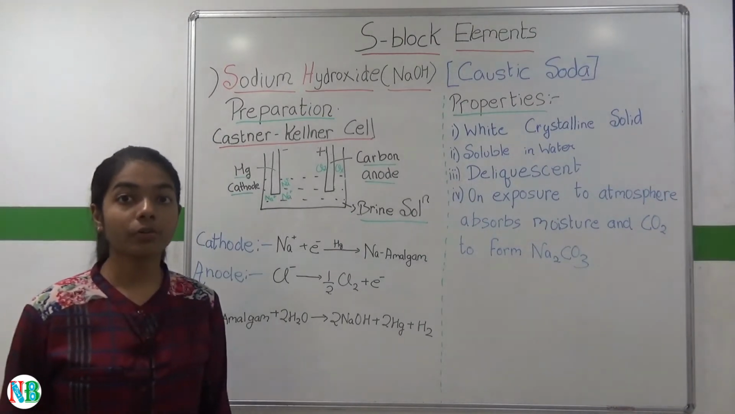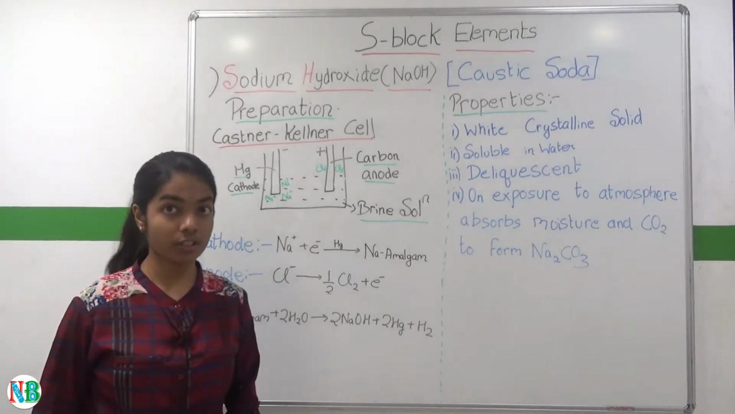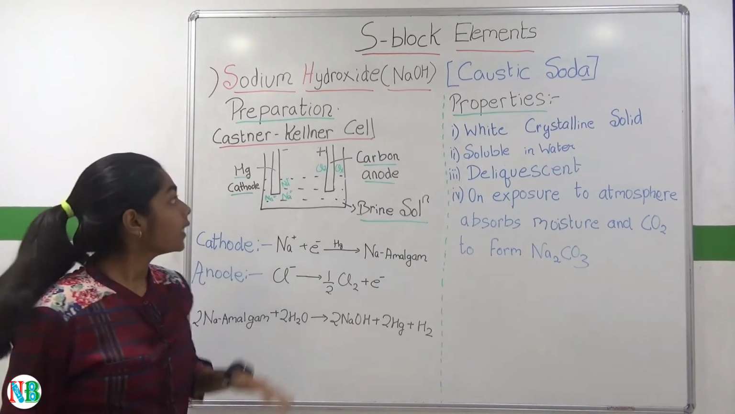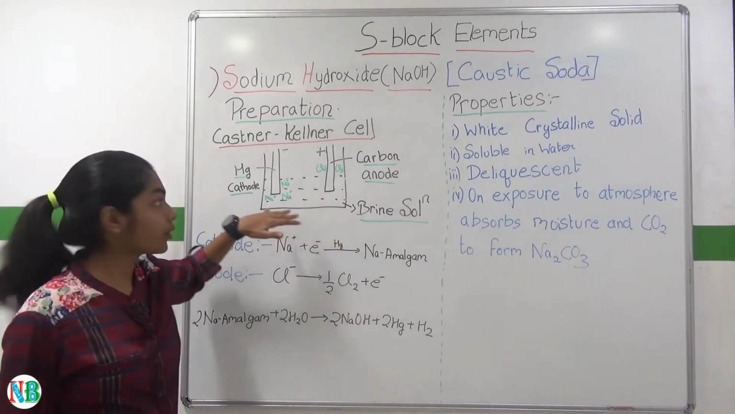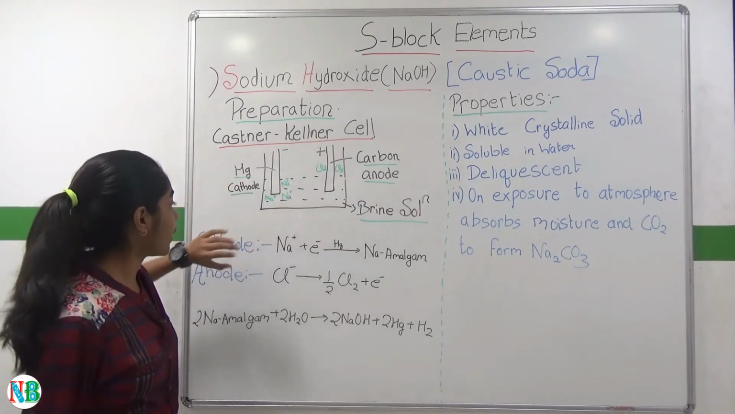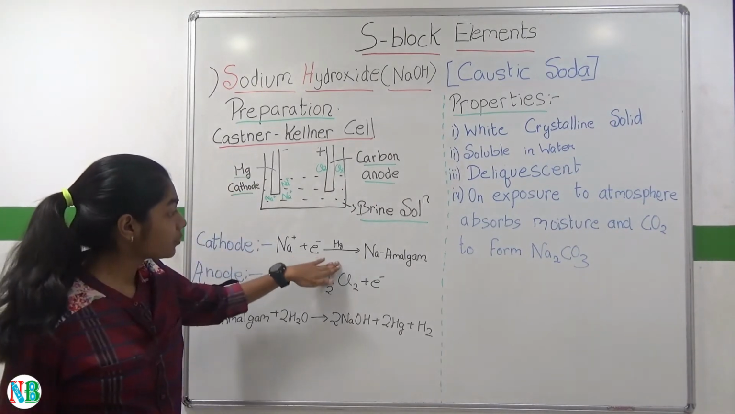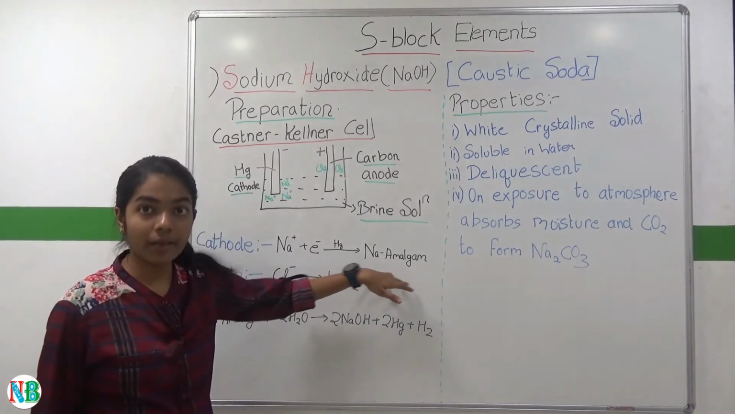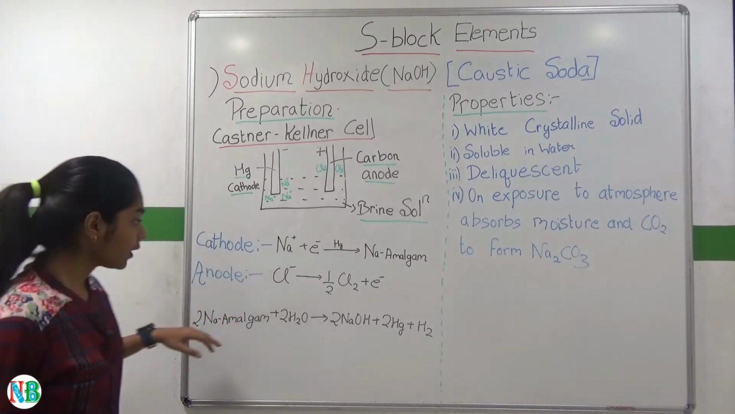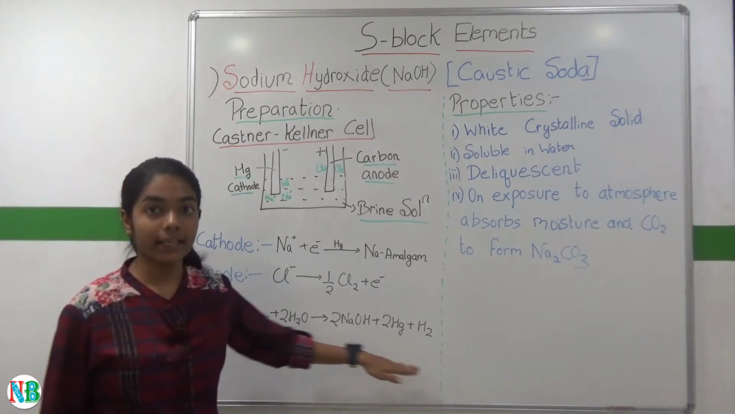Our third important compound is sodium hydroxide. Its molecular formula is NaOH and it is also known as caustic soda. Its preparation is done using Castner-Kellner cell. Brine solution is electrolyzed with a mercury cathode and carbon anode. The sodium metal discharged at cathode combines with mercury to give sodium amalgam, Na amalgam, and chlorine gas is released at anode. The sodium amalgam is treated with water to give NaOH and H2 gas.